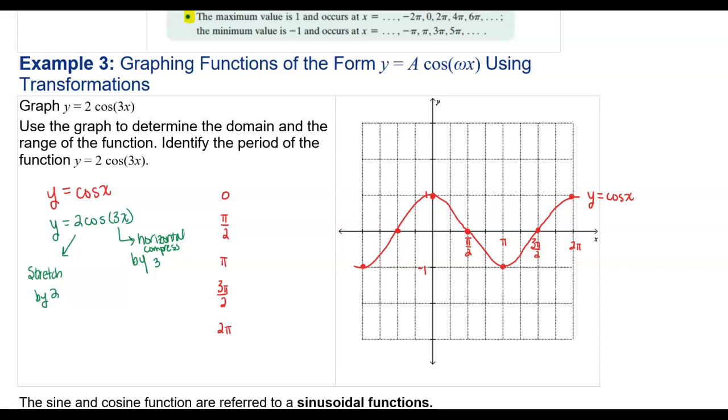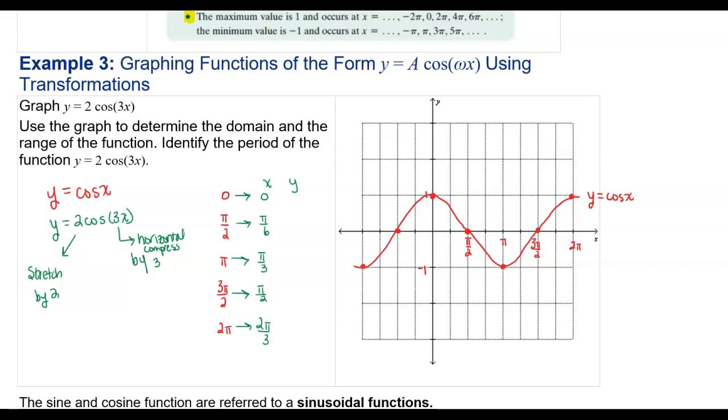But now, everything has to be divided by 3 because we're doing a horizontal compression of 3. So instead of having a period of 2 pi, our period now becomes 2 pi over 3. So the entirety of our cosine function is going to be fit between 0 and 2 pi over 3. Here's our x's. Now our y's, remember, are being pulled by a factor of 2.